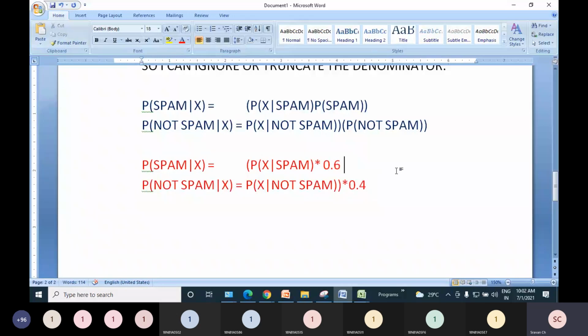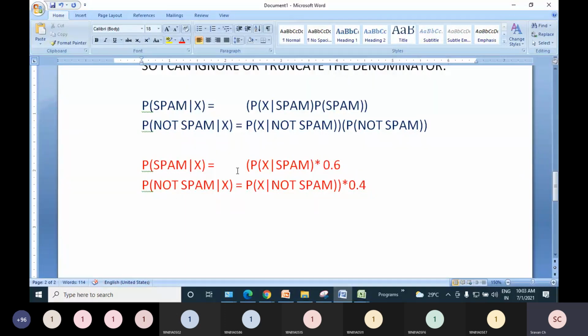In order to know the answer for P of spam for given X, what is this X? It is a statement: Ram sir, are you coming tomorrow? That is an email content. So I need to decide whether it is spam or not. Whatever answer I get for this expression, if that is more than the answer of the next expression, then obviously I'll treat that message as spam, otherwise not spam, right? So finally, these are the two components I need to calculate.